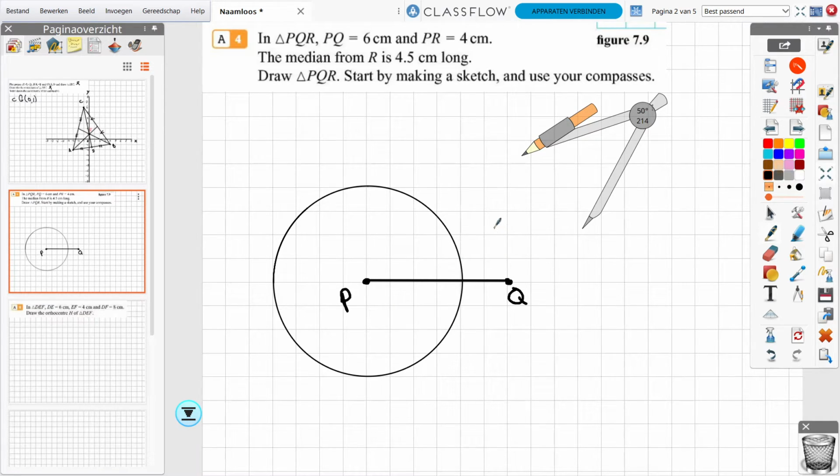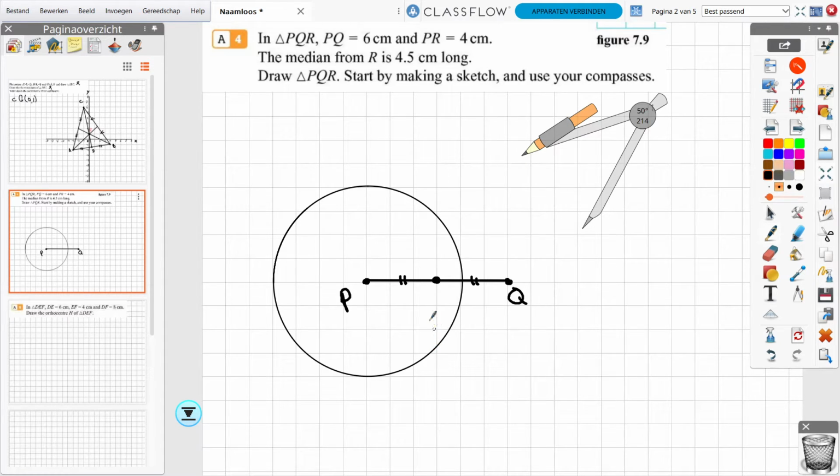Where? Well, what did the median do? A median divides the opposing sides in two equal pieces. So I do know that the median from R is going to end on the midpoint of PQ. So this is not point R itself, this is the point where the median from R ends, because then this is equally long to this. Here three spaces and here three spaces.